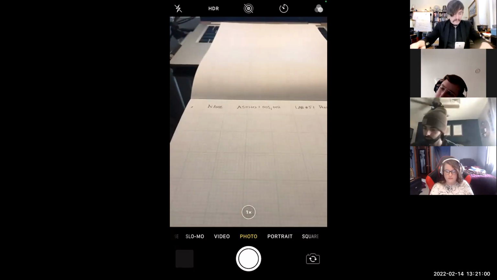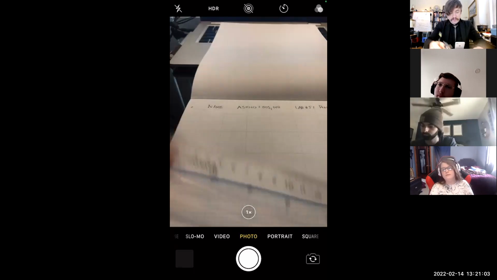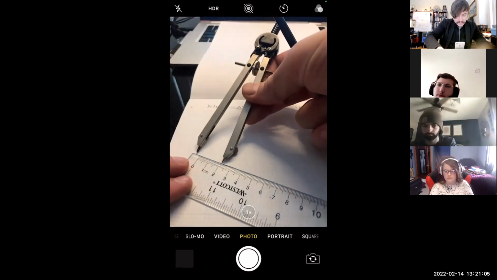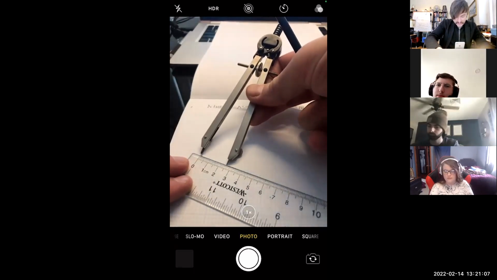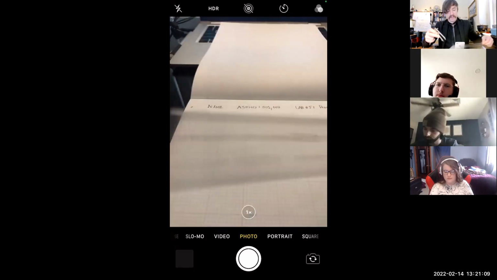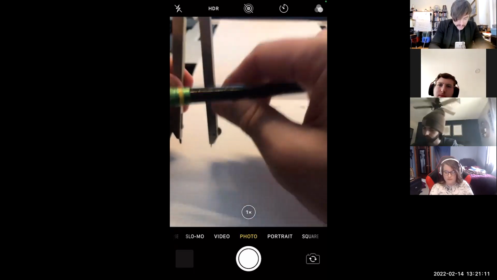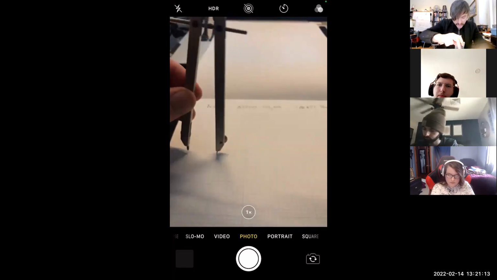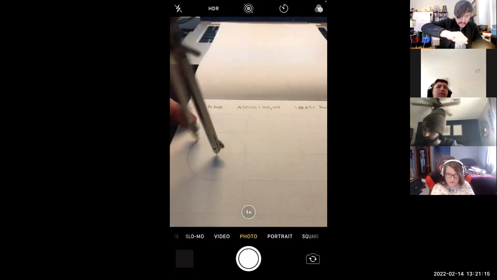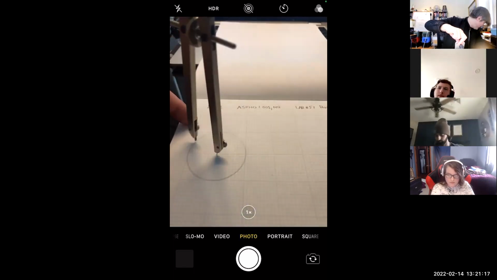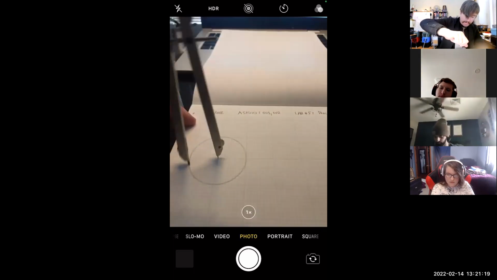So what I'm going to do is set my compass to a radius of about 2 centimeters, maybe 2.5 centimeters. Doesn't matter too much. And I'm going to find the center here, and I'm going to draw a nice medium to big sized circle.